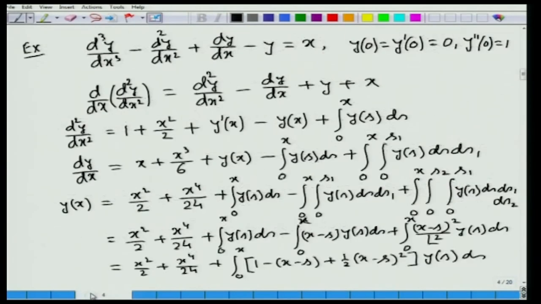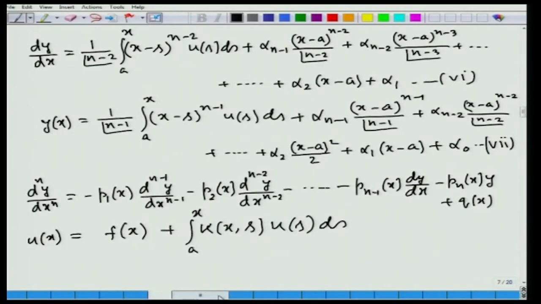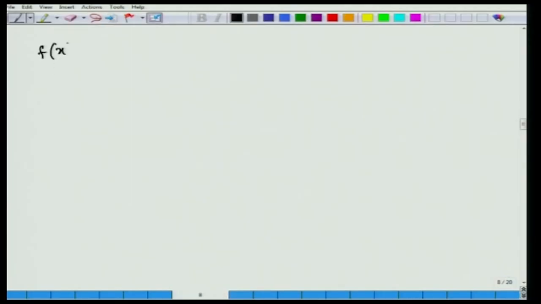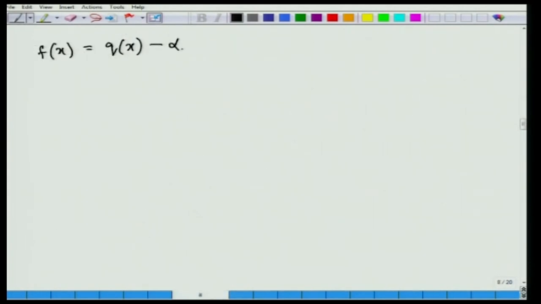Now, just recall from here, first of all, this alpha n minus 1 will be multiplied with p 1, which ultimately gives you f x equal to q x minus, just see, alpha 0 will appear only with y x. So, first of all we can write the coefficient of alpha 0. Now, alpha 0 will be multiplied with p n x. So, therefore, it will be minus alpha 0 p n x.